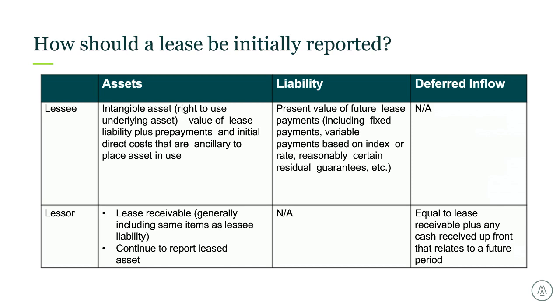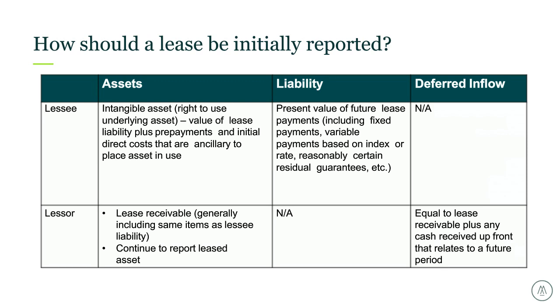And if you're the lessor, what you're going to have is two assets to report. You, of course, will have a lease receivable for these future lease payments, which to some degree would equal what the lessee is reporting as a liability. So this asset would equal that. But you're also going to continue to report that capital asset, that lease asset, on your balance sheet as well. The lessor, of course, does not report any liability, but the lessor would report a deferred inflow essentially equaling what the lease receivable was, plus any cash received up front that relates to a future period.